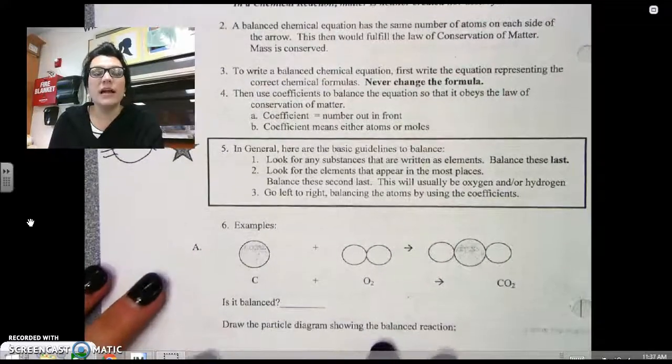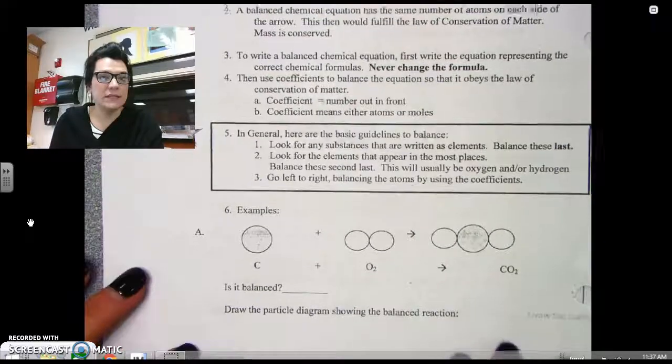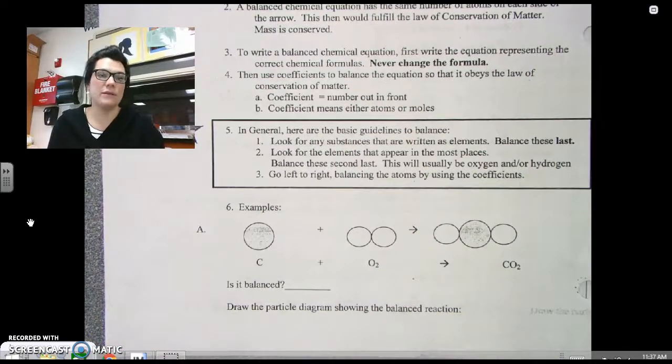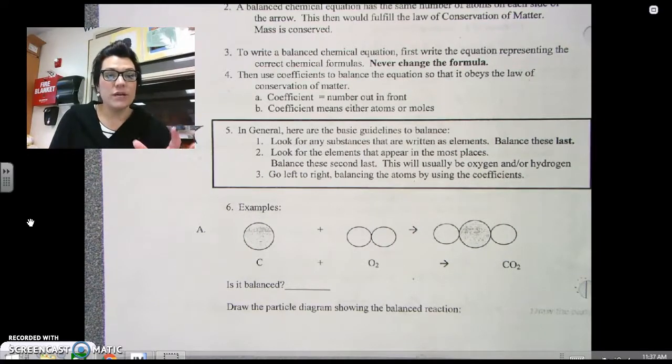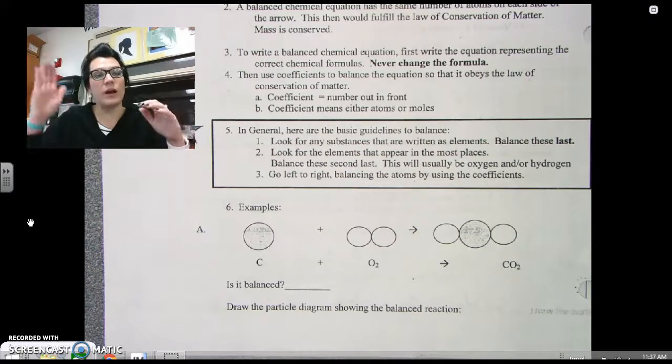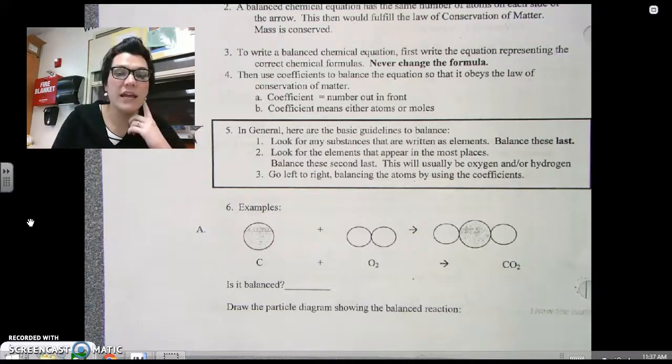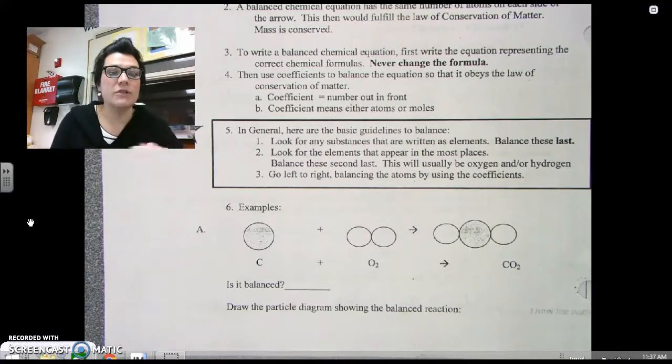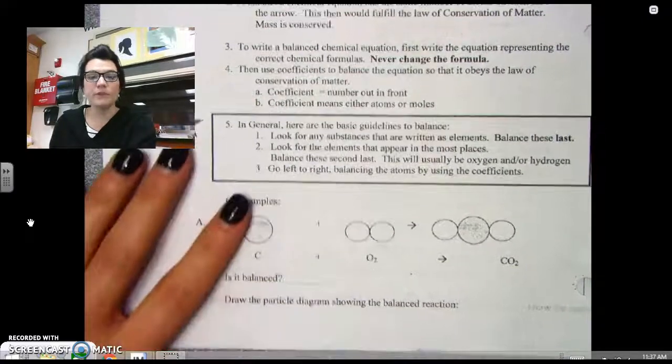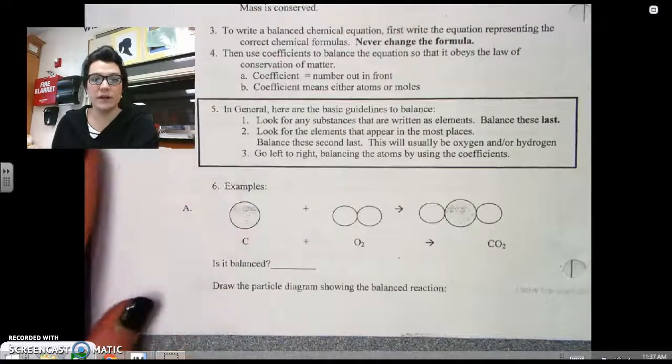Now, in general, I like to follow these 3 basic guidelines, and these really help me when it comes to balancing chemical equations, okay? The first thing I always do is look for elements that are written by themselves, and I'm going to balance those last. Anything that shows up more than something else in the chemical reaction, I'm going to balance second last. And then I just move from left to right, counting the atoms and using coefficients to balance. Okay, so let's look at some examples here.